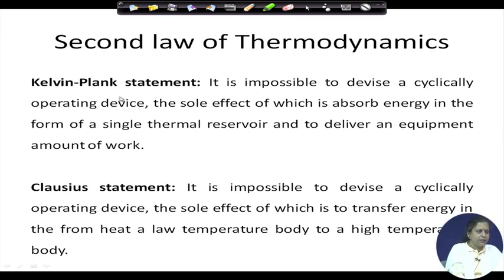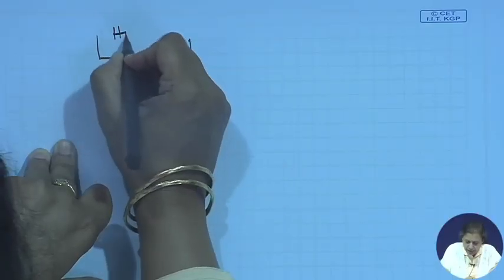Yesterday I started the second law of thermodynamics, and I gave you the two statements, the Kelvin-Planck statement and the Clausius statement. If you go through these two statements carefully, just as I mentioned in the last class, most of the statements have been developed with respect to heat engines and heat pumps. Now, very briefly, what is a heat engine? It is a cyclically operating device which converts heat to work, and for this purpose it has to take up heat from a high temperature reservoir.